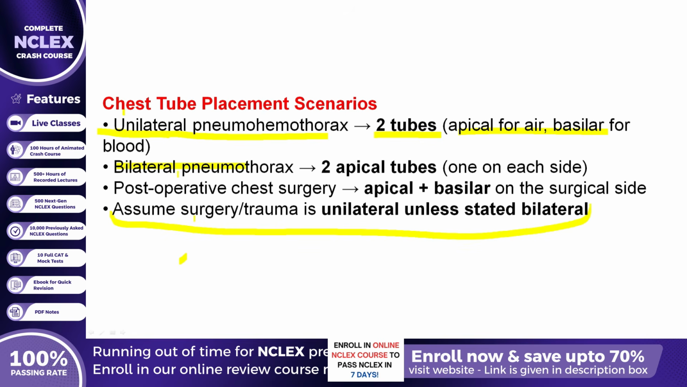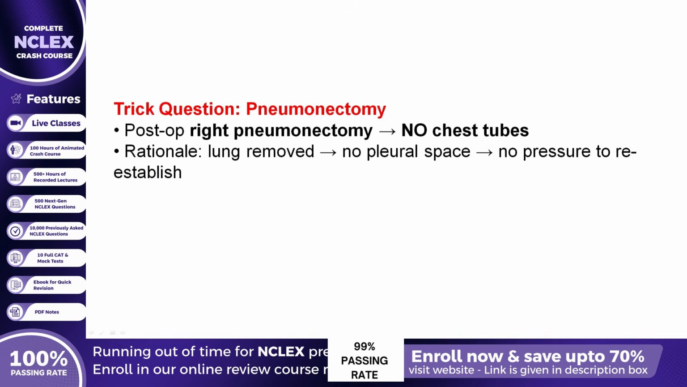Finally, here is a classic NCLEX trick question. After a postoperative right pneumonectomy, there are no chest tubes. The rationale is simple. The lung has been removed, meaning there is no pleural space and therefore no pressure that needs to be re-established.